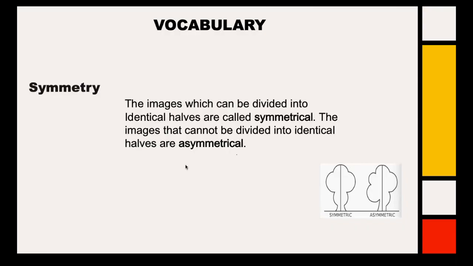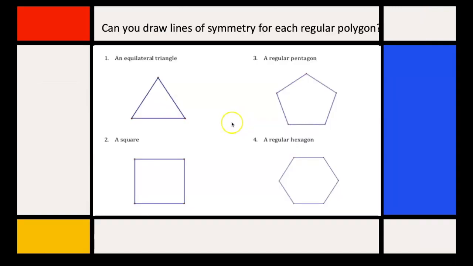So, of course, our vocabulary: images which can be divided into identical halves are called symmetrical. Images that cannot be divided into identical halves are asymmetrical. So can you draw lines of symmetry for each regular polygon? Pause the video and just use your finger and see if you can draw that. Some of these may be familiar to you, so that should be fairly simple. So take about a minute, maybe two, and see if you can draw those out.